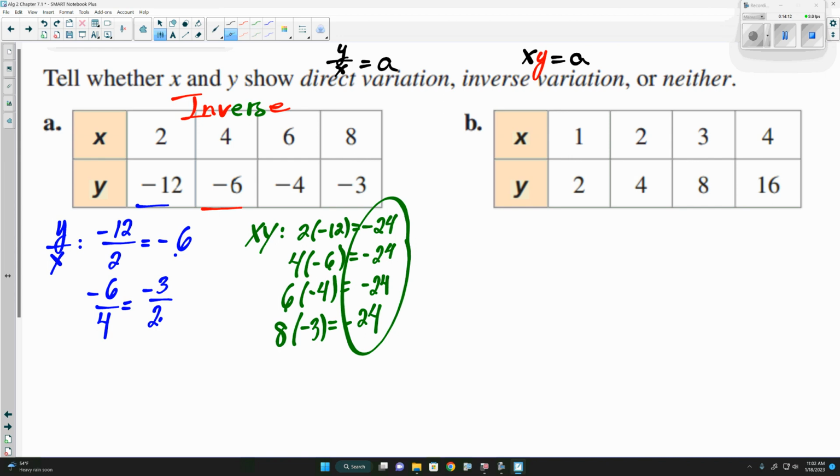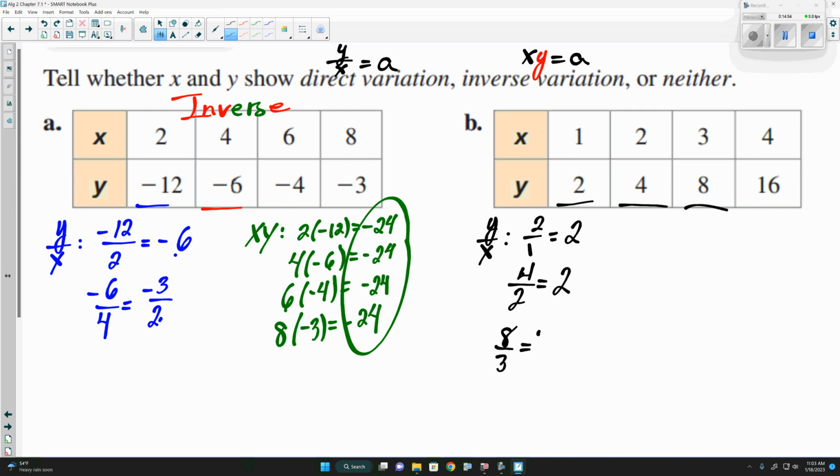Questions on this here? Let's look at the next one. So we have 1, 2, 3, 4, and 2, 4, 8, 16. So we can check direct variation, y over x. And we can normally start with the first one. So we would say 2 over 1. And 2 divided by 1 is 2. Then we move to the next set. 4 divided by 2 is 2. So hey, we have a value of a across all of them, which is 2. Let's go on and try the next one just to see, which is 8 divided by 3.